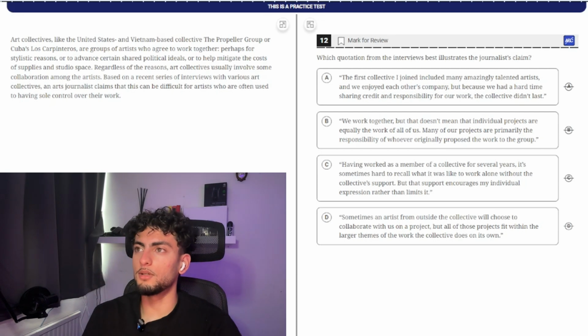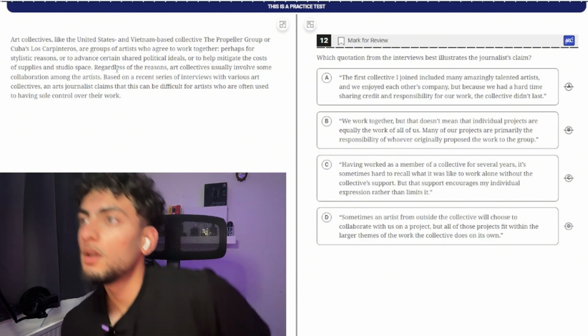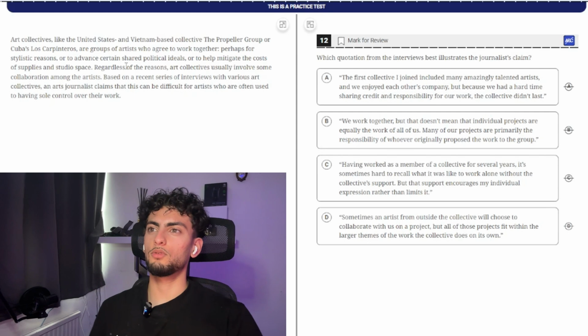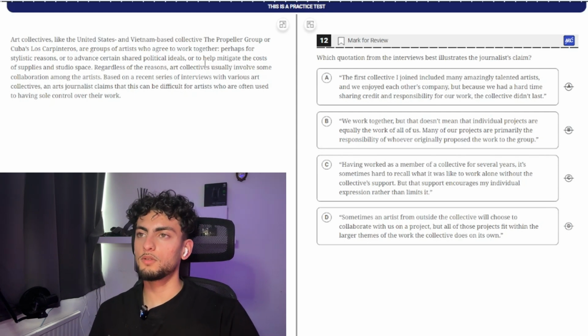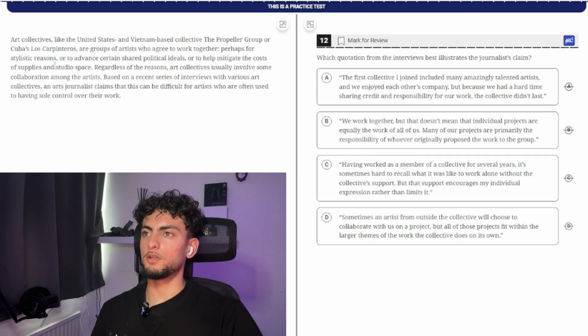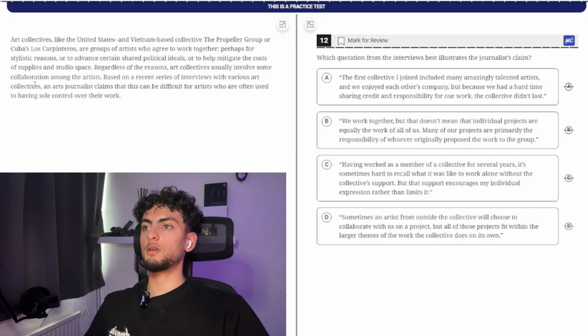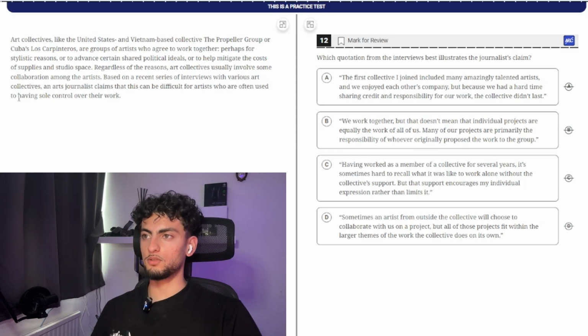Art collectives like the United States and Vietnam-based collective The Propeller Group, or Cuba's Los Carpinteros, are groups of artists who agree to work together, perhaps for stylistic reasons or to advance certain shared political ideas or to help mitigate the cost of supply chains. Regardless of the reason, art collectives usually involve some sort of collaboration among the artists. Based on a recent series of interviews with various art collectives, an arts journalist claims that this can be difficult for artists who are often used to having sole control over their work. Which best interviews illustrates the claim?